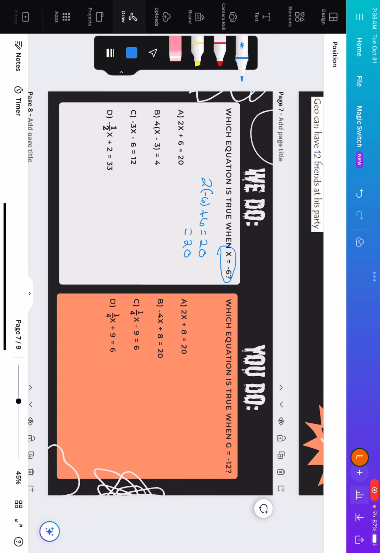So 2 times a -6, -12 plus 6. Well, -12 plus 6 is -6. Does that balance? Is that the same on both sides? No. So A would not be your answer.